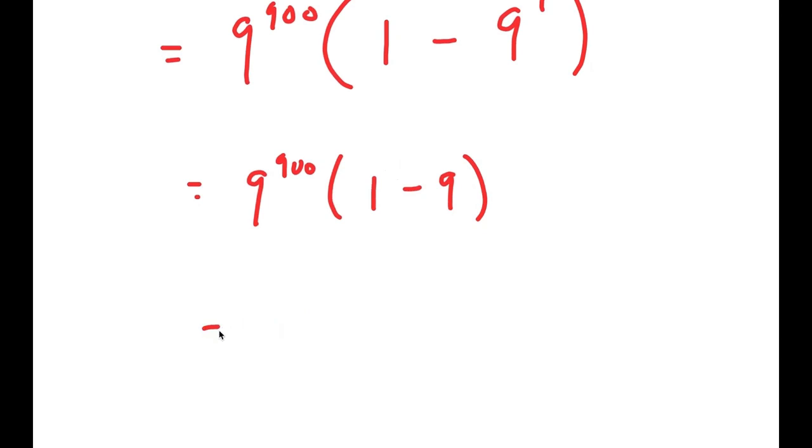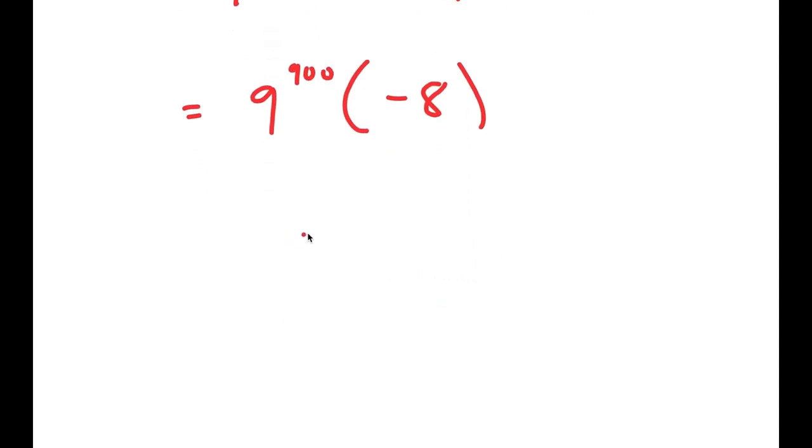Now 1 minus 9 is equal to negative 8, so I get 9 to the power of 900 times negative 8. Now from here, I said I was going to simplify this as much as possible. We can't really get the exact value because 9 to the power of 900 is such a big number that we can't actually get the exact value for that. However, what we can get is the simplified value, and we're going to simplify it as much as possible.